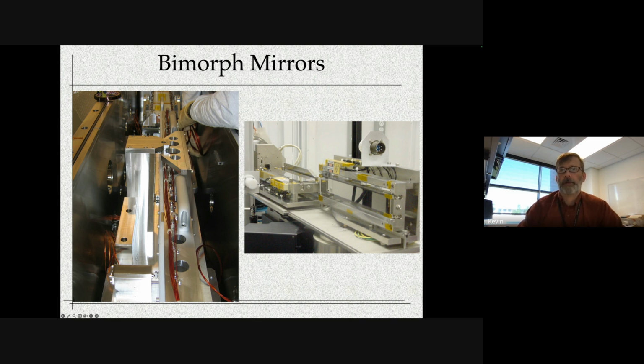And so I mentioned this is a KB pair, and the KB stands for Kirkpatrick-Baez, which I presume are the last names of the two people that figured out how to do focusing in this sort of arrangement. But this is a fairly typical way to be doing X-ray focusing at any beam line.